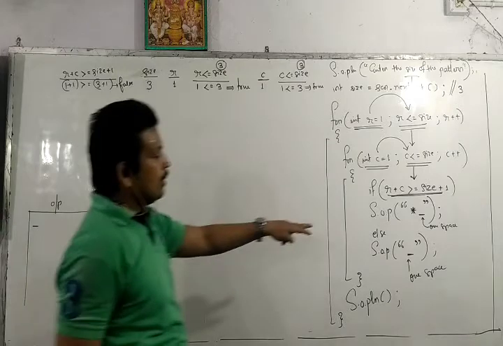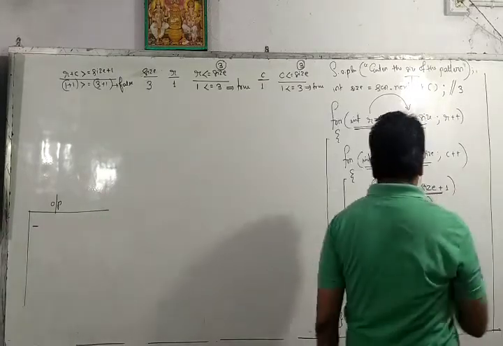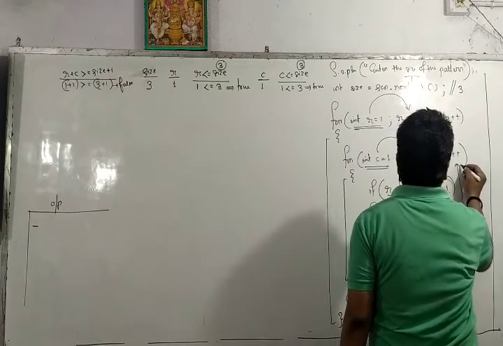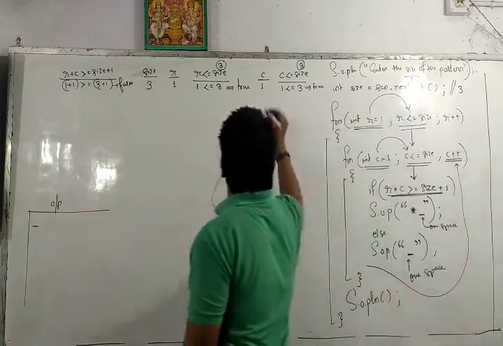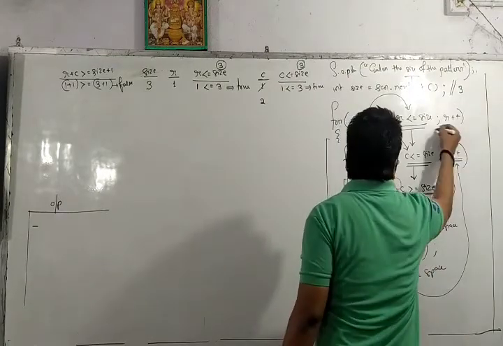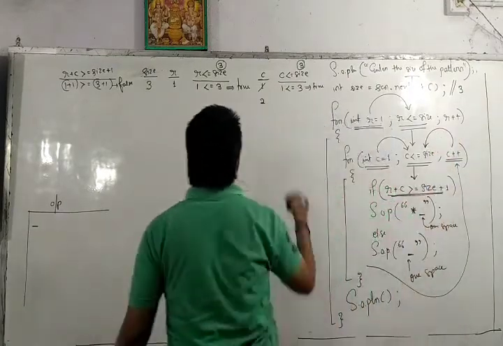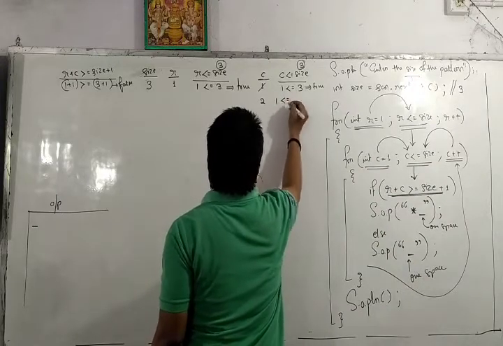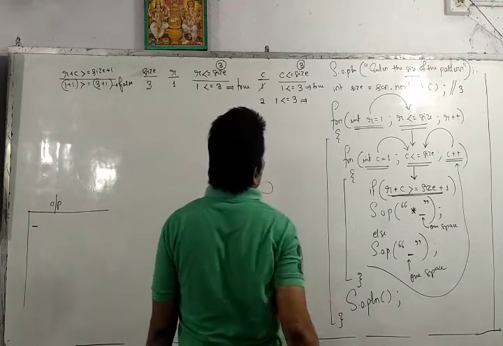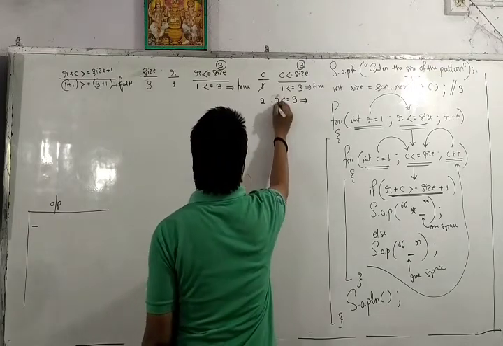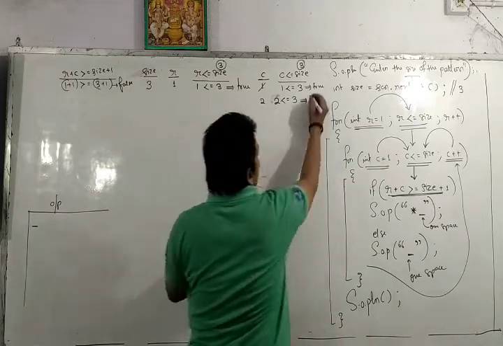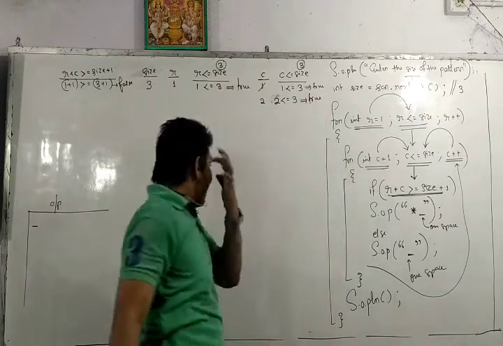Then the control will go to the updation expression of the inner for loop, that is C++. C++ is 2. Then the control will go again to the testing expression of the inner for loop. Will it be 1 less than equal to 3 or 2 less than equal to 3? It will be 2 less than equal to 3, because the current value of C is 2. So 2 is less than equal to 3. The answer is true.